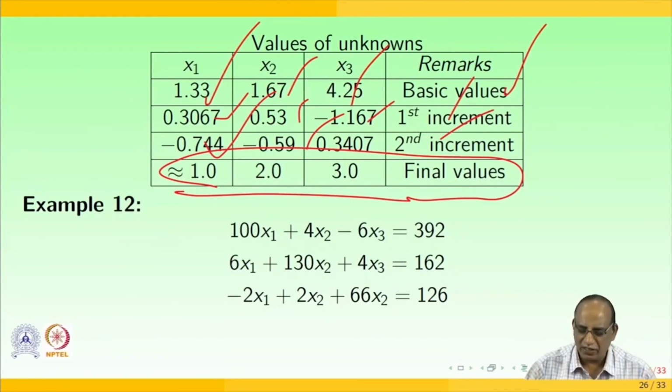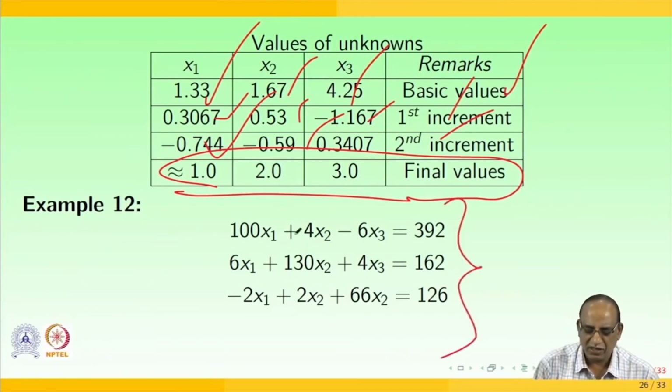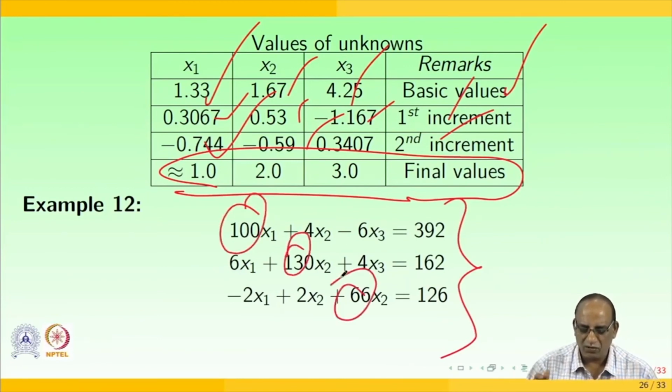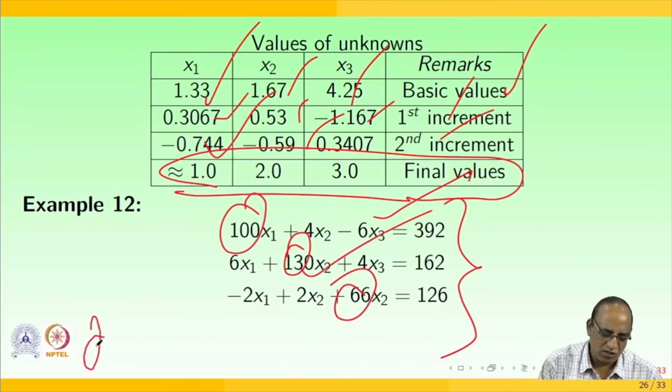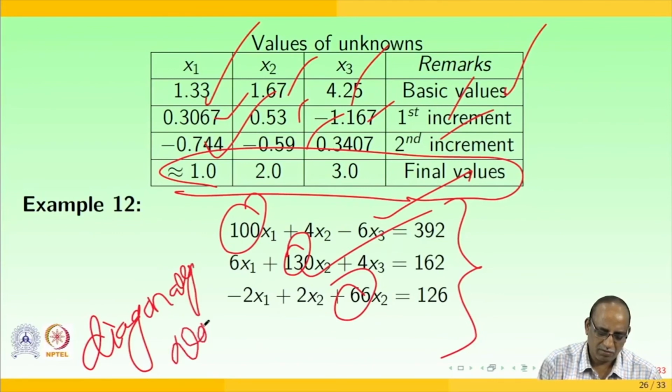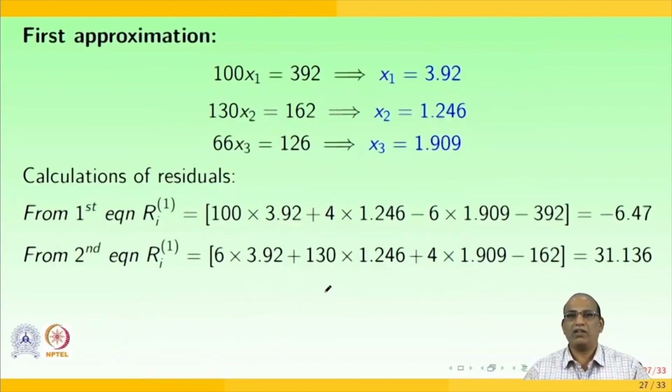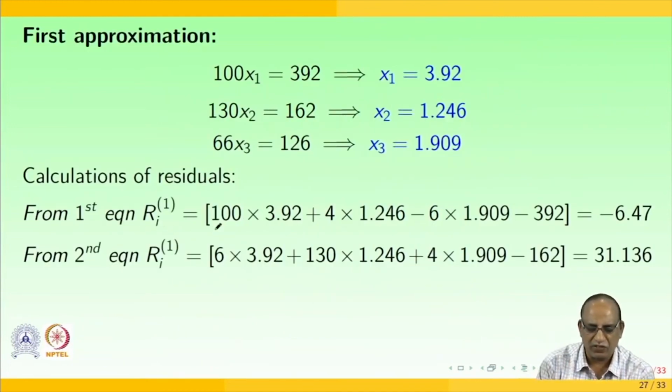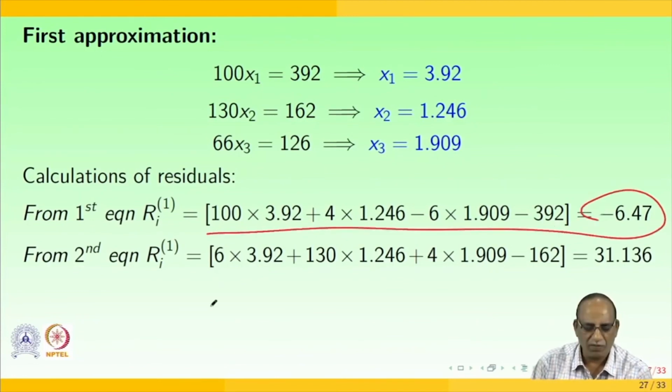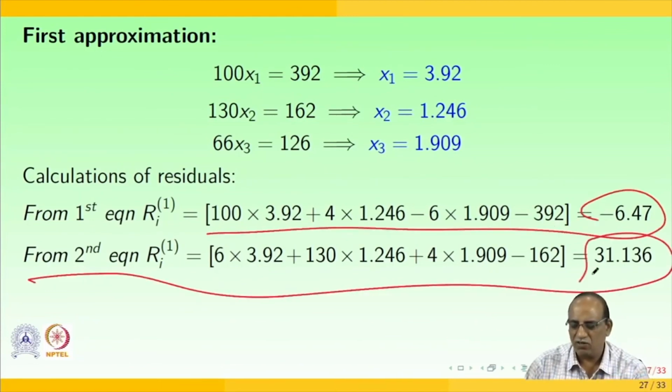Now let us look into another set of equations. So these are the dominant values. 100 is greater than this, 130 is greater than this. So this is also diagonally dominant. When you write it, in the calculation of residues, the first equation, you get this value, and the second equation, you get a value like this.